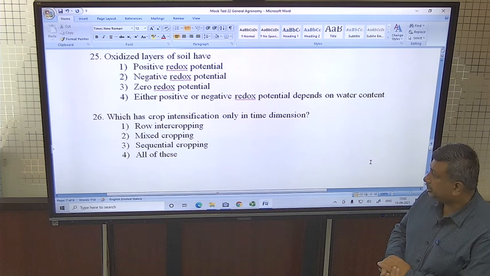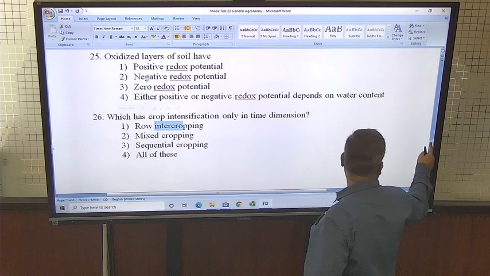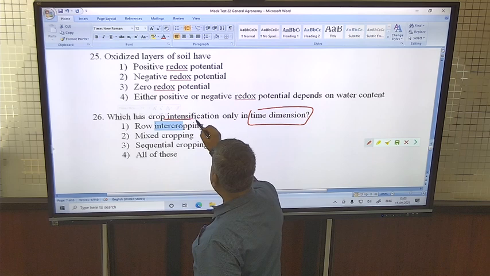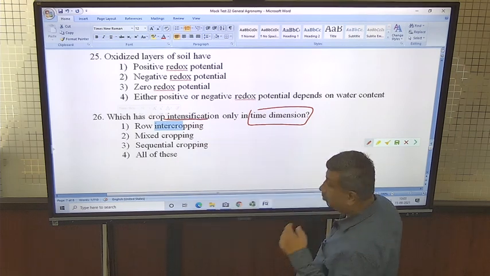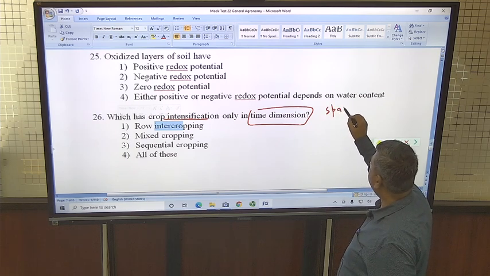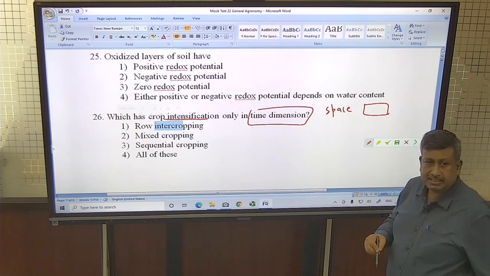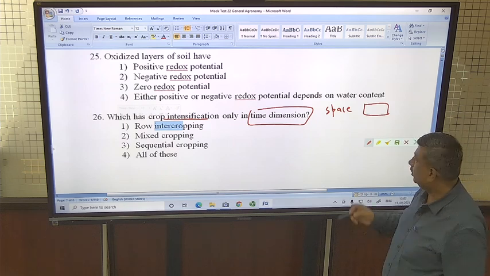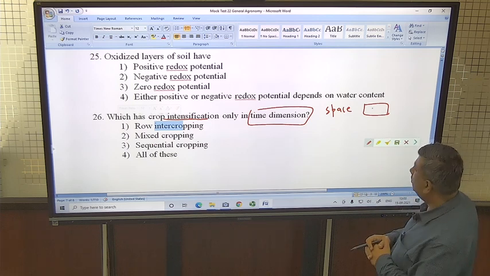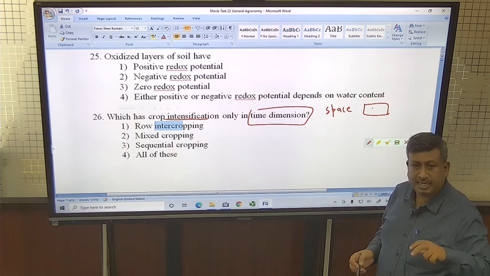Next question is, which has crop intensification only in time dimension. So, it is asked about crop intensification. Crop intensification occurs in 2 dimensions. First, in space dimension: suppose we have 1 hectare or 1 acre area, then we increase the number of crops in the same season by intercropping or mixed cropping or incorporating more crops. So, this is space intensification because we are increasing the number of crops in a space.